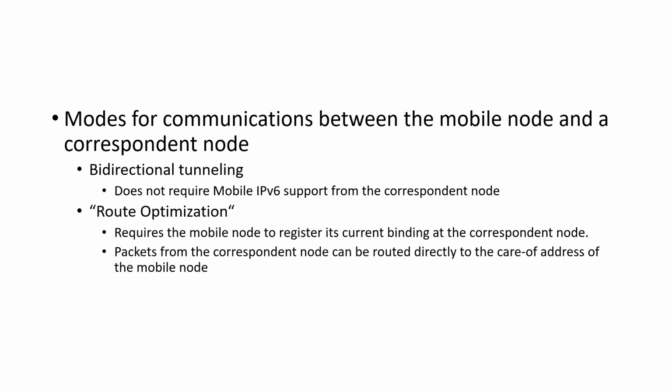Whenever we go for route optimization in MIPv6, which is mobile IPv6, the mobile node sends the binding update message to the correspondent node, informing it of the newly acquired care of address along with its home address.